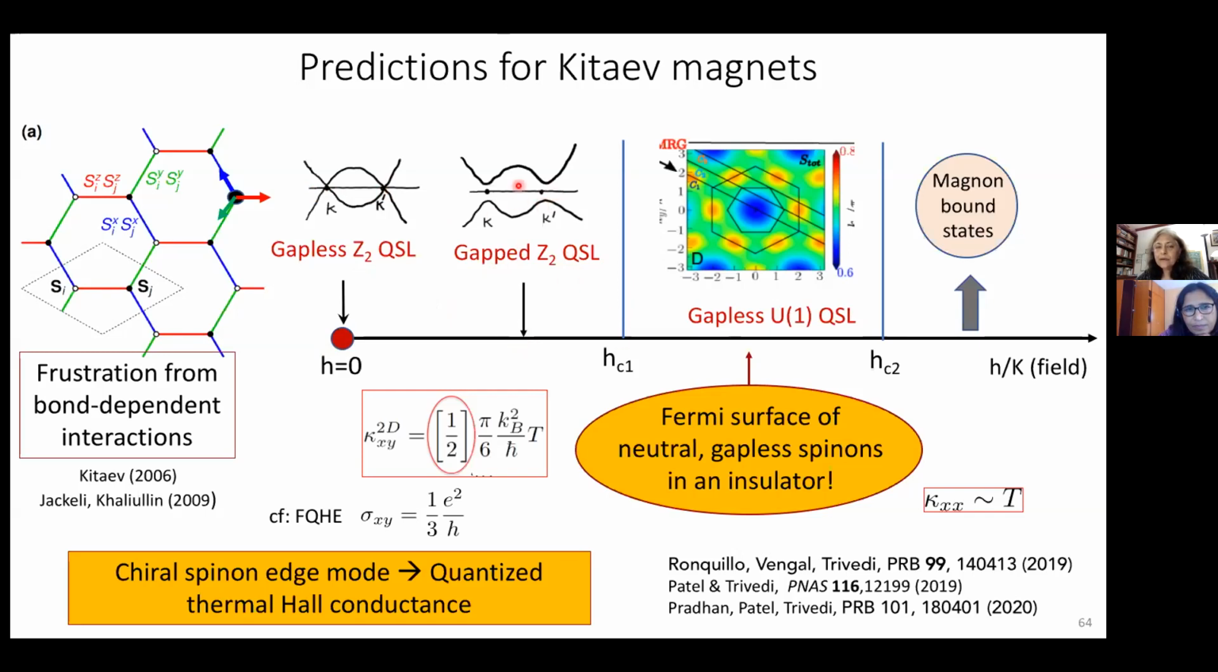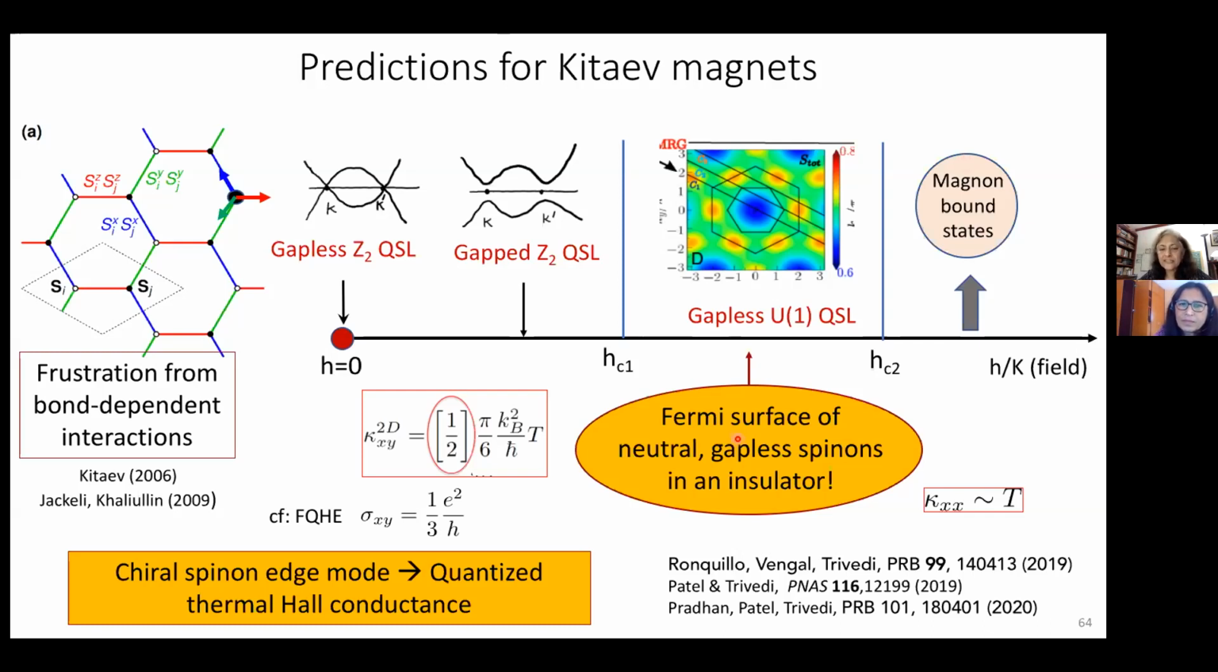Basically, the flux gap closes. This particular Majorana gap actually keeps increasing, but the flux gap closes. And then you get this gapless phase, which has Fermi surfaces at these M and gamma points. And beyond that, even at large field, I didn't get into that, but you can get these magnon bound states.